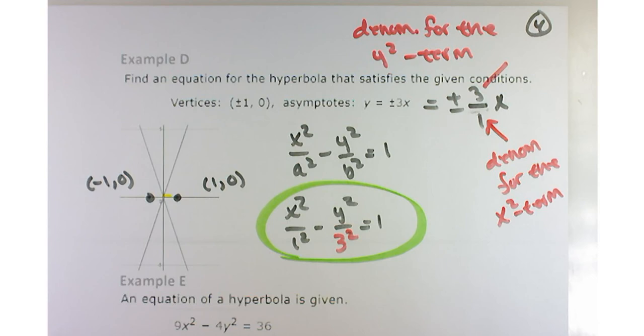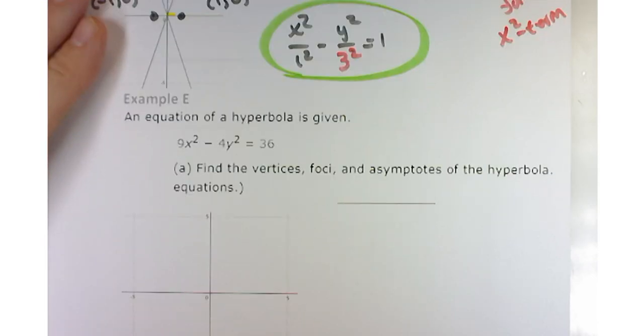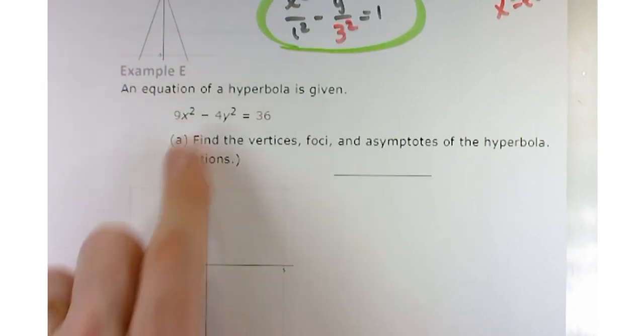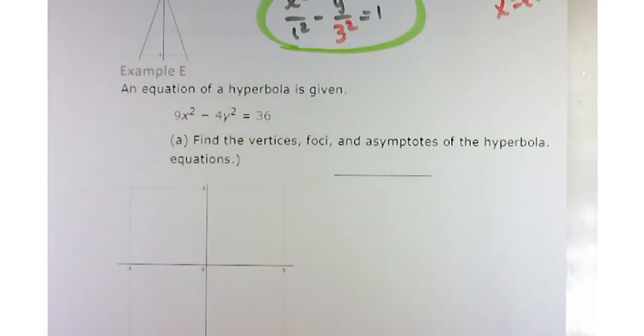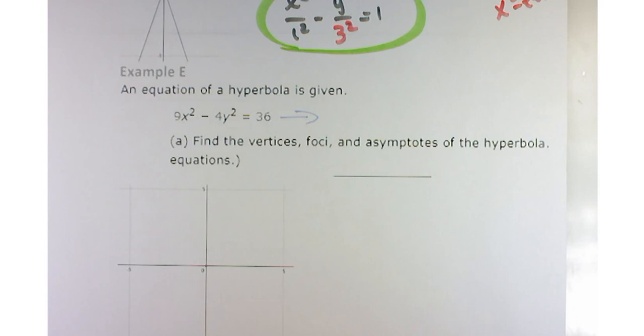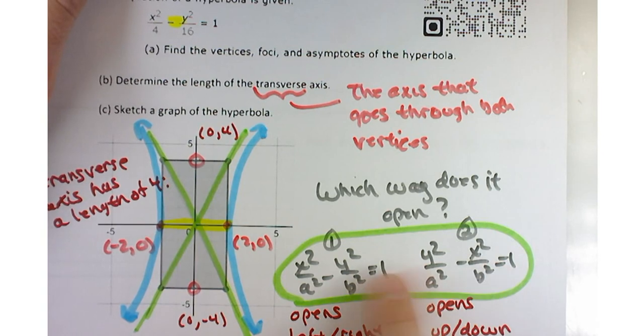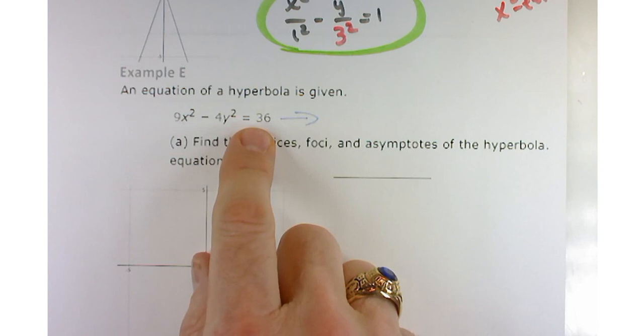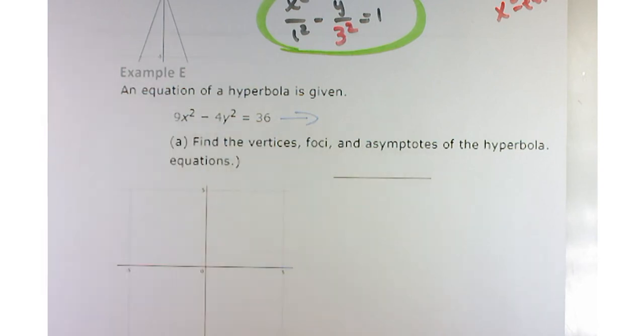So let's come down to here. 9x squared minus 4y squared equals 36. The first thing I would do is rewrite that. I would divide everything through by the 36. Keep in mind that generally speaking, when we're working with these types of conic sections, you're going to need a 1 on the right-hand side. So to get a 1 on the right-hand side, I'll divide everything here by 36.